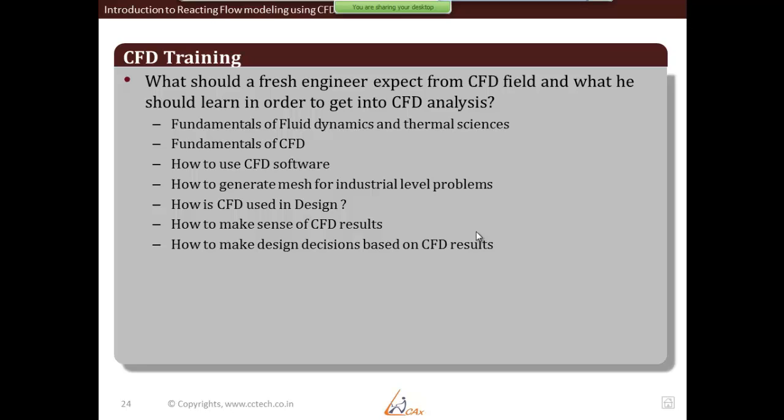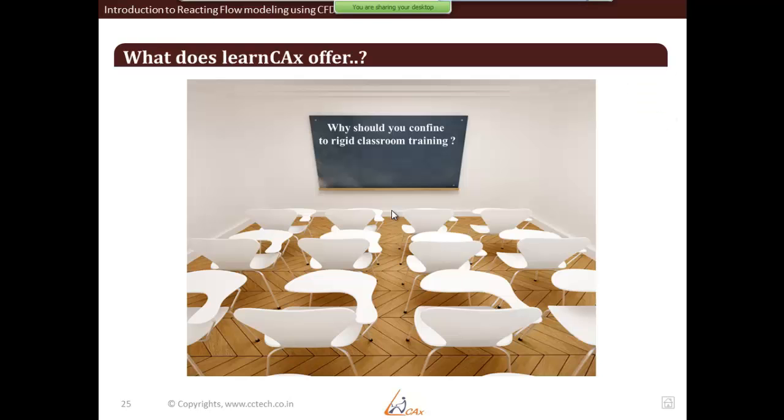There are some fundamental skill sets like fundamentals of fluid dynamics and thermal science, fundamentals of CFD, usage of CFD software, how to utilize CFD in design, and how to make sense of CFD results. Those sorts of aspects are required.